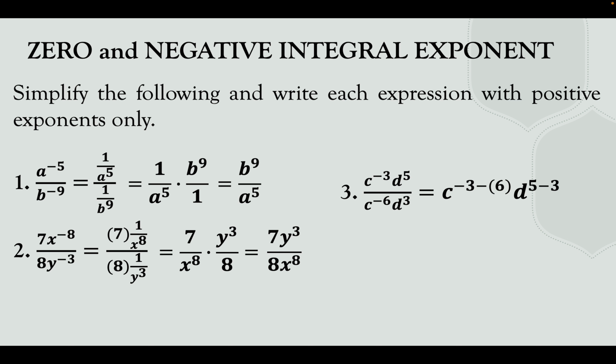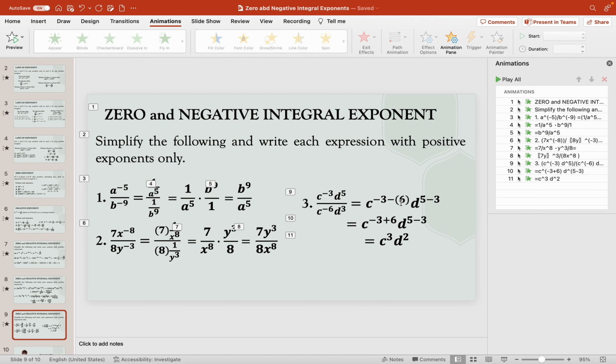Last example, we have c raised to negative 3, d raised to 5, over c raised to negative 6 times d raised to 3. So, since we have the same base, you just need to subtract since it's the quotient rule. So we have c raised to negative 3 minus negative 6.